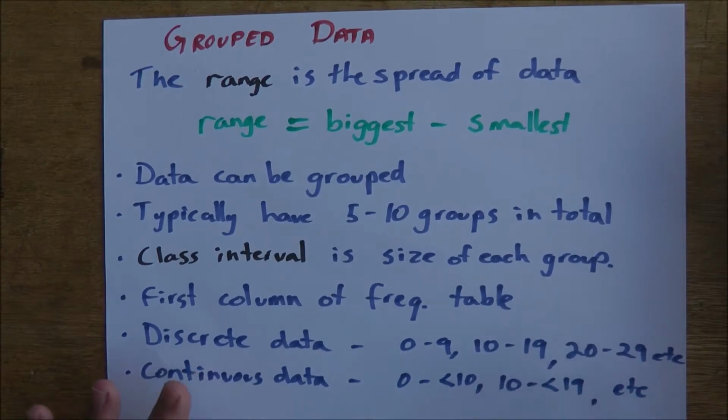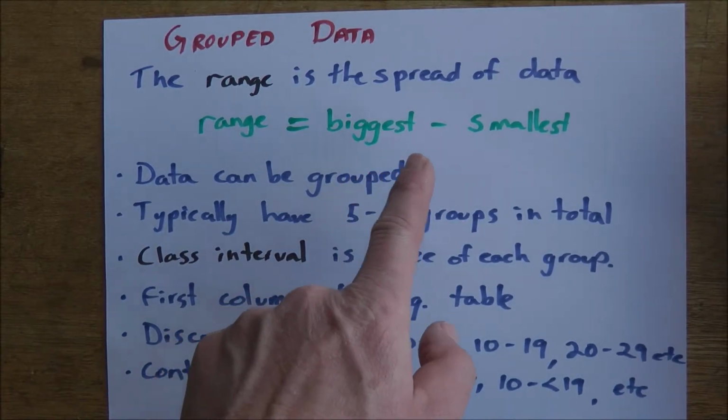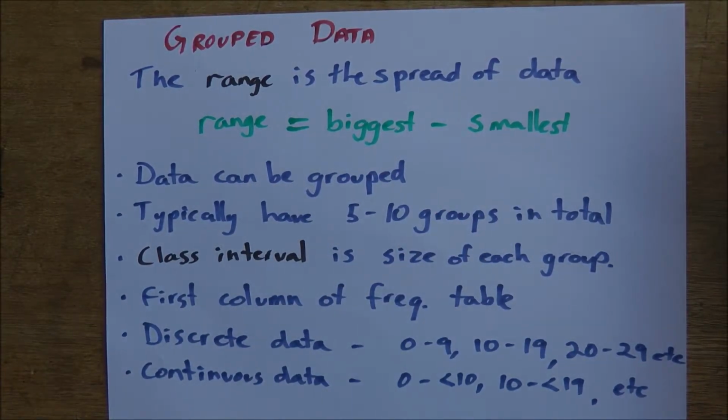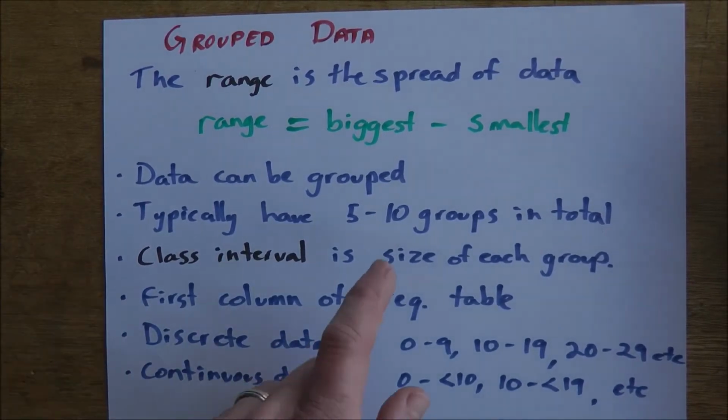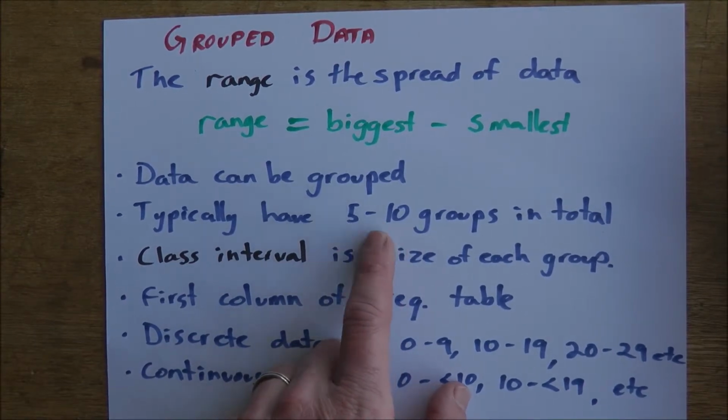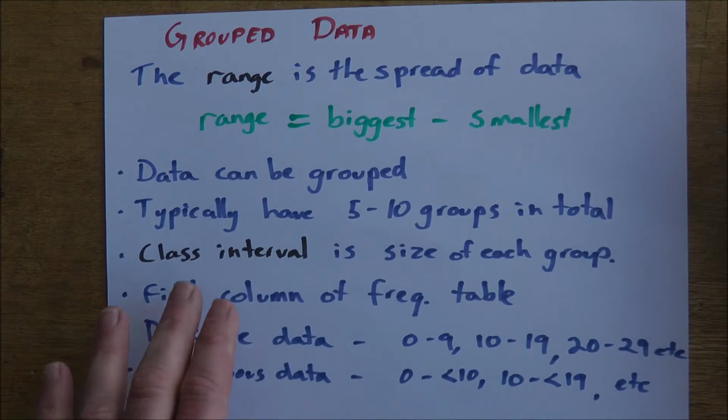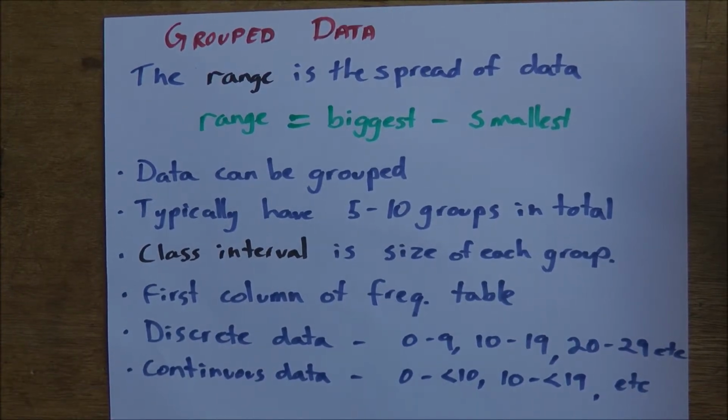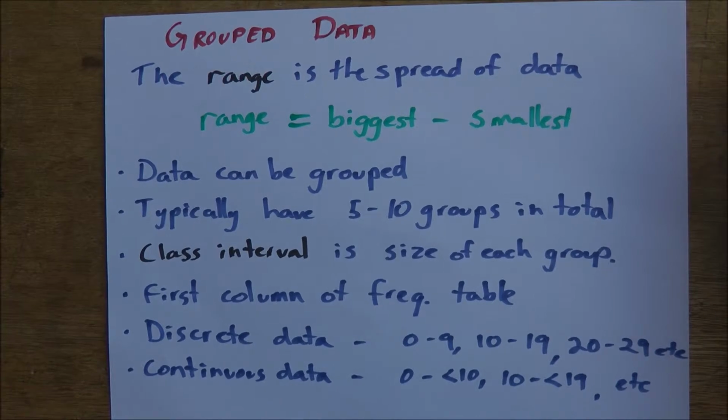Grouped data. Often what mathematicians will do is group data together, and there are certain ways that we do that. Now, a bit of terminology. The range is a measure of the spread of the data, how widely spread the actual data is. The range is calculated by getting the biggest value and subtracting the smallest value. We can group our data together. Typically when we group our data together, we want somewhere between 5 and 10 groups, and I'll show you that in our next example. The class interval is what we refer to as the size of each group, and this is the information that we'll put in our first column of our frequency table.